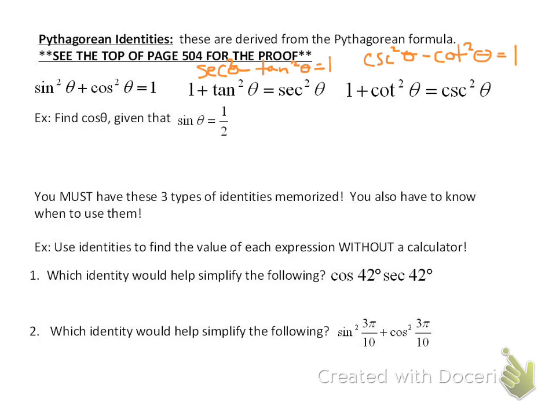So of my 3 types of identities, the reciprocal identity, the quotient identity, and now the Pythagorean identity, the only formula of the 3 identities that involves nothing but cosine and sine is this Pythagorean identity right here. So if you're given just sine and asked to find cosine, you use this. If you're given cosine and just asked to find sine, you're just going to use this. Okay? So, which identity do you choose to use? It depends on what you're given. Okay, and we're gonna look at some more examples.